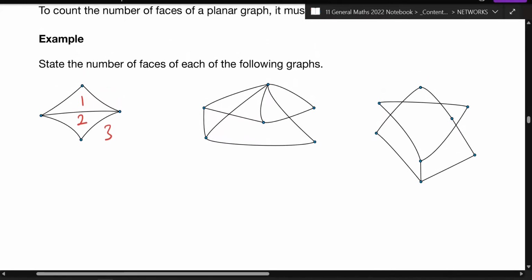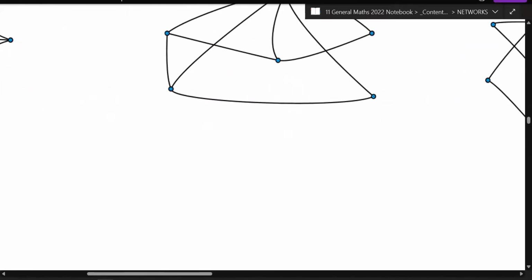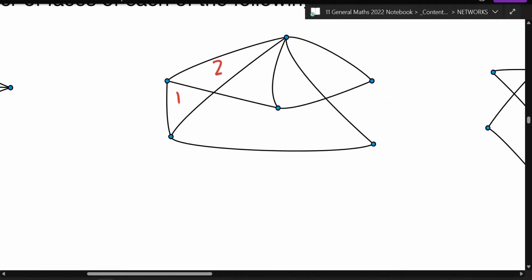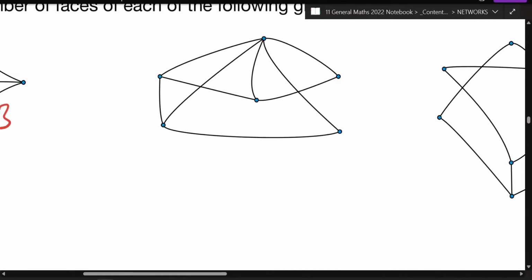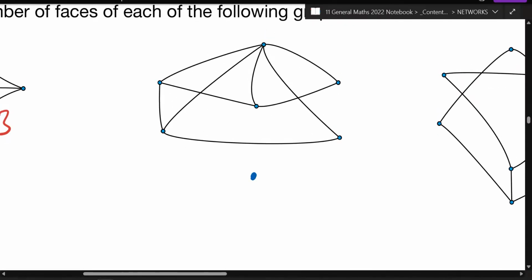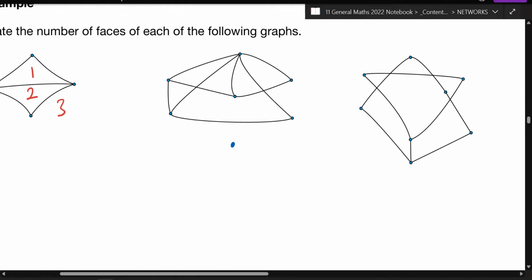Now, a lot of you guys, and I've seen this in a SAC before, kids will go, oh yeah, so this has 1, 2, 3, 4, 5, 6, 7 faces. Now, why is this wrong though? Why is it not 7? It's not planar yet. So let's draw it into a planar form. Thank you, Anthony. Okay, let's do that. So vertex there, vertex here, there, and there. Okay.